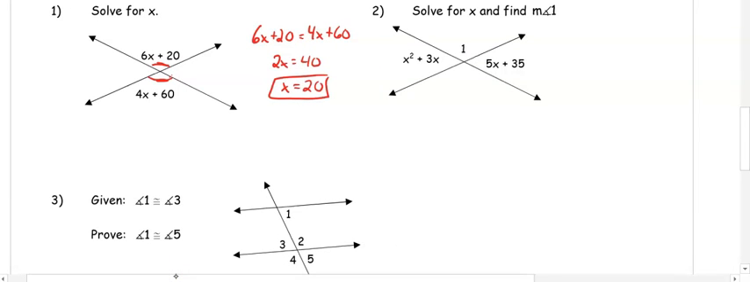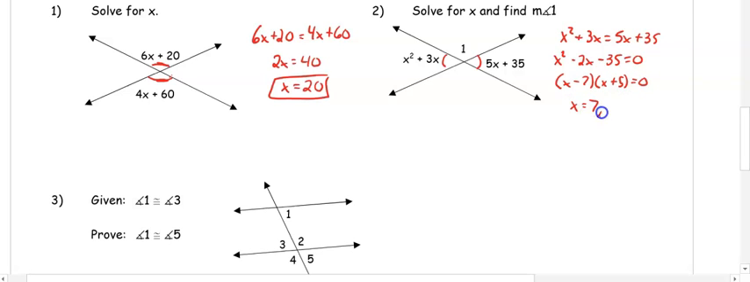In number 2, we want to solve for x and find the measure of angle 1. So we know that these vertical angles are congruent. x squared plus 3x is equal to 5x plus 35. Move everything to the x squared side, so x squared minus 2x minus 35 equals 0. We need two numbers that multiply to negative 35 and add to negative 2. So we have x minus 7 and x plus 5 is equal to 0. When we switch our signs, x is 7 and x is negative 5.